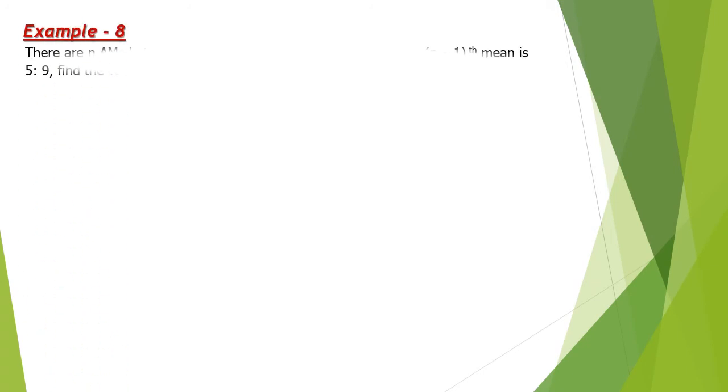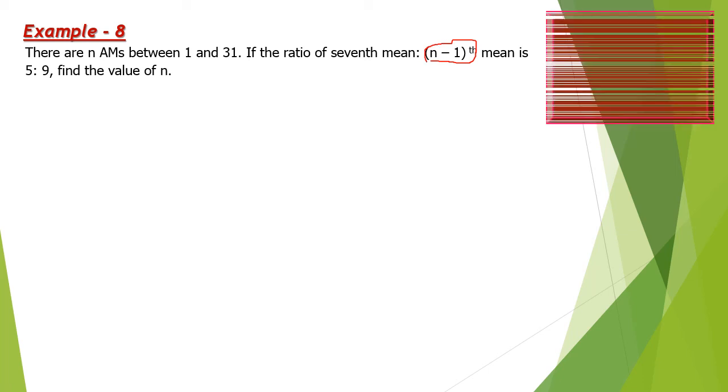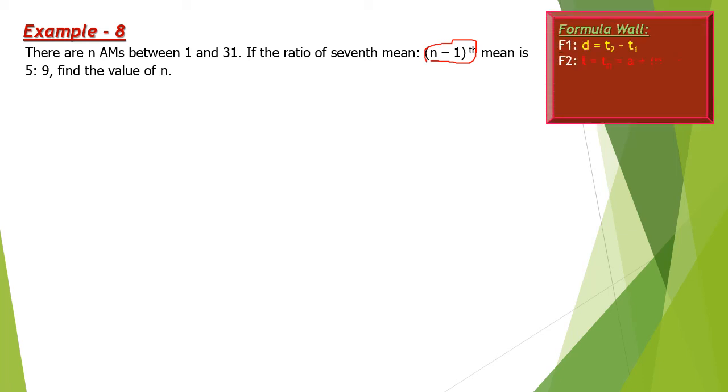Example 8. There are n arithmetic means between 1 and 31. The question is exactly similar to question number 7, only there is n minus 1, and I don't think this will make any difference here. But let's do this question also. Only formula 4 will be used, that is for the common difference d equal to (b minus a) upon (n plus 1). We proceed exactly like example 7. It is a copy paste of example 7.